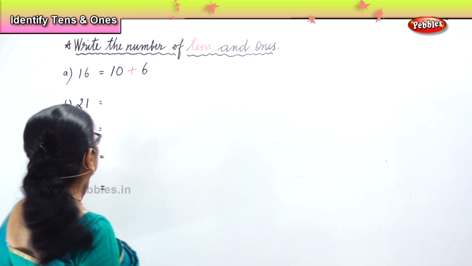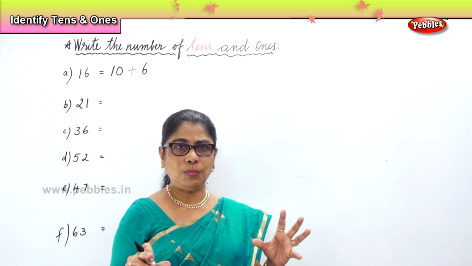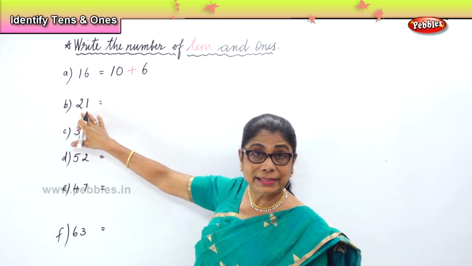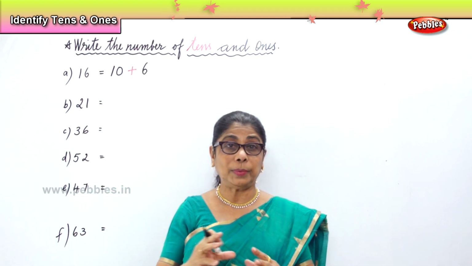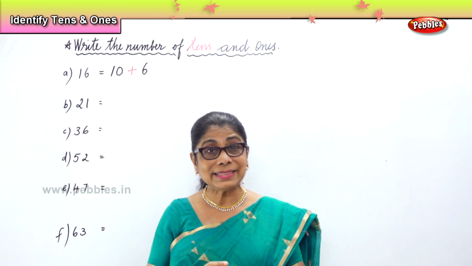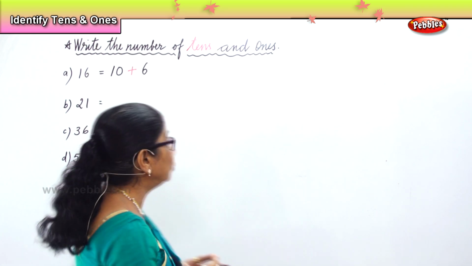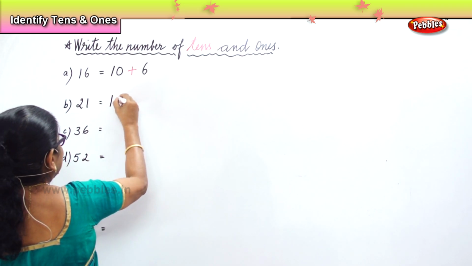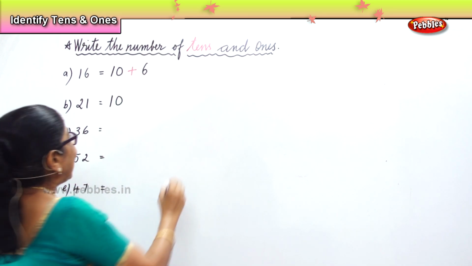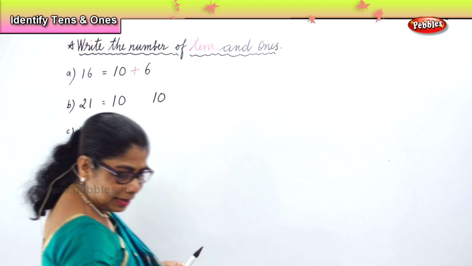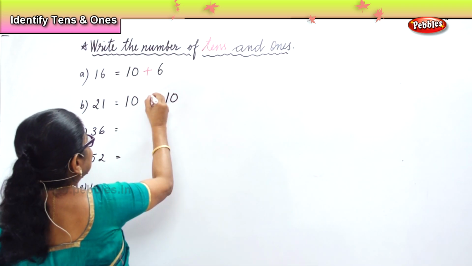All right, now look at 21. 2 in the tens place, 1 in the ones place. So how many tens are there in 21? 2. Very good. So that is 10 and one more 10. That is 10 plus 10.